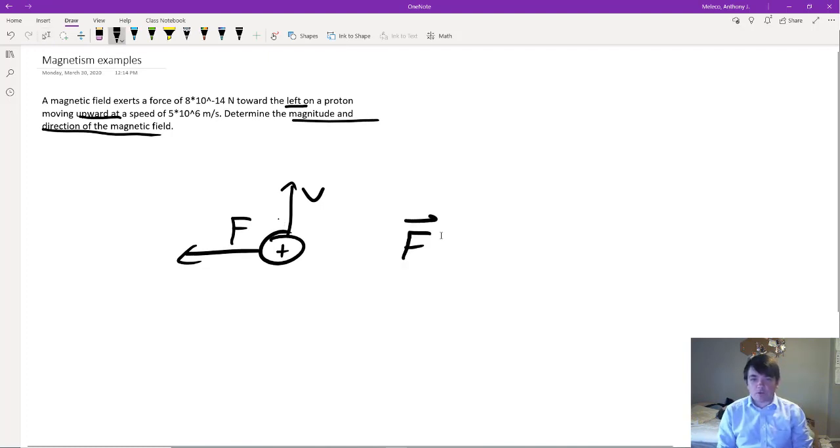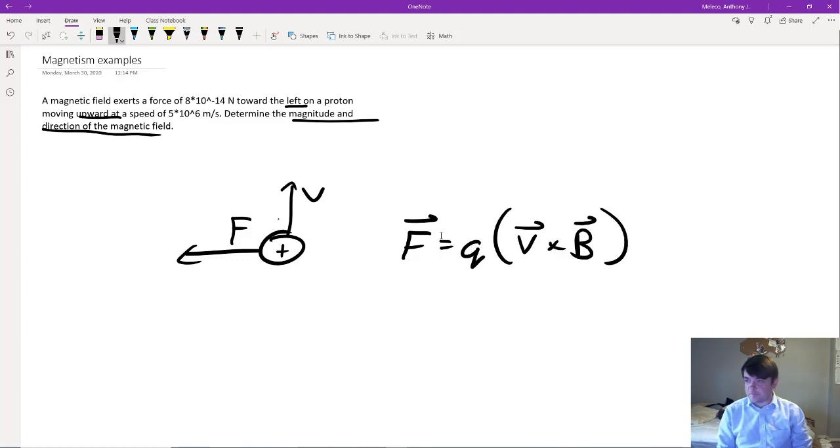If you remember, magnetic force is equal to the charge times the cross product of the velocity of the charge and the magnetic field itself. This ended up reducing to, with just magnitude, QVB sine theta, where theta is the angle between V and B. Okay, but we don't actually know what that angle is yet, other than 90 degrees, and let me show you why.